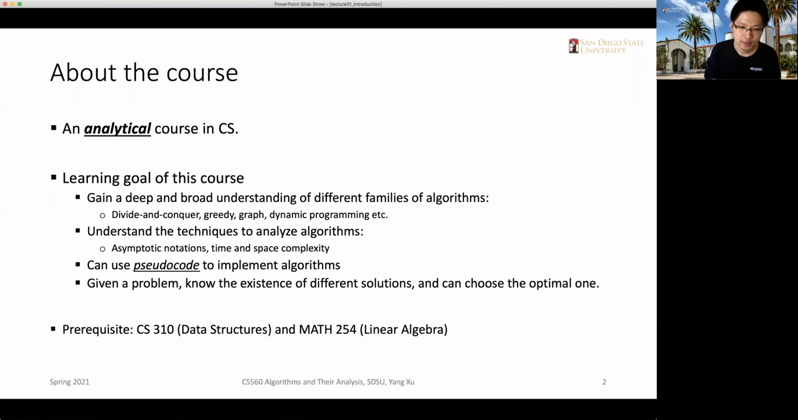The prerequisites are basically... I think there's a typo here. It shouldn't be linear algebra. It should be discrete math and data structures.